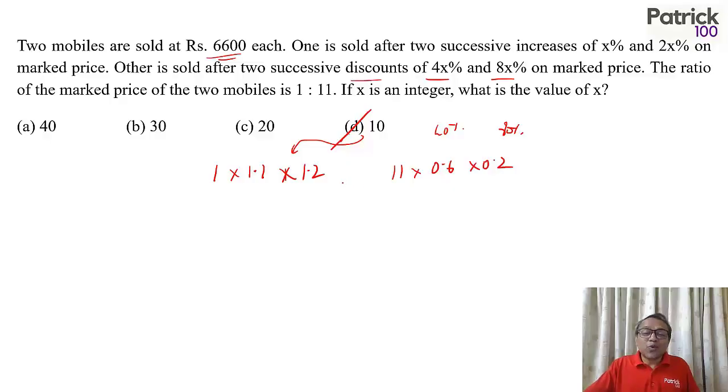You realize that both are equal, right? This is also 1.32. This also will give you 1.32. Both are equal, so it satisfies. So D option is the answer. So substitute the option also and try to get the answer.